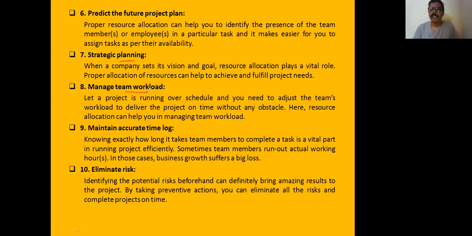Manage team workload, in the sense there is an even distribution of wealth, human capital, and other things in the organization. Next one is there must be a time log. Maintain an accurate time log: how much time the project has to be completed, how much amount of resources they consume, what the end results are. These three things need to be correlated to the maximum. Next one is they eliminate the risk. Risk in the sense uncertainties will be handled well, and these uncertainties will be treated with heavy hands.